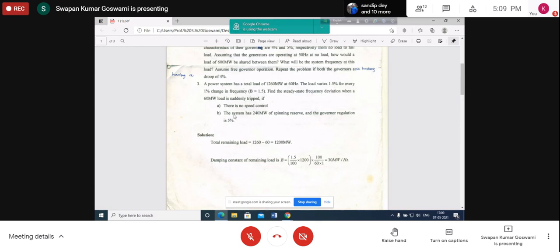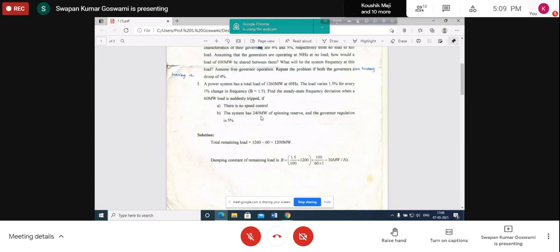How to know it? It is given that the load is 1260 megawatt at 60 hertz and the spinning reserve at that time was 250 megawatt. Now the question is, what does it mean? What is the meaning of spinning reserve? Spinning reserve means reserve that is spinning, reserve that is rotating.